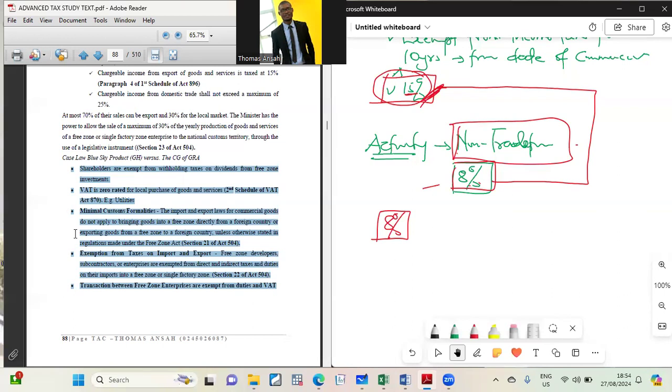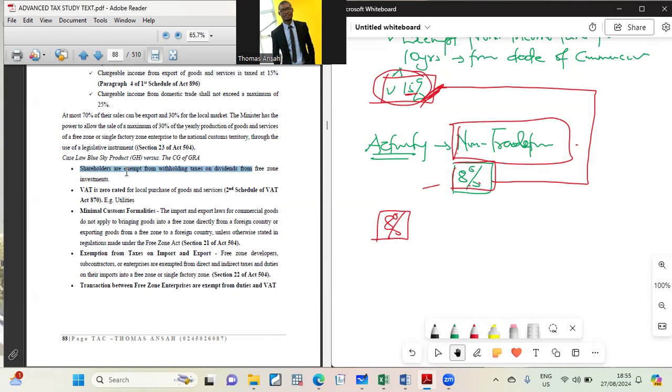Now watch this. If you as an individual want to invest in free zone, these are the opportunities available for you. The shareholders are exempt from withholding tax on any dividend that is paid to them from their free zone investment. So sometimes the question is like, somebody wants to invest, discuss the avenues where he can invest. So free zone becomes one of them. That is to the shareholder, not the business.